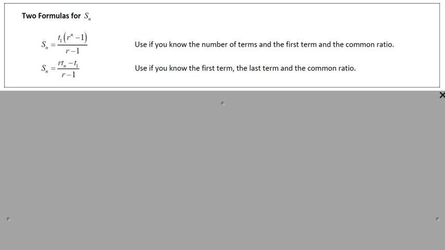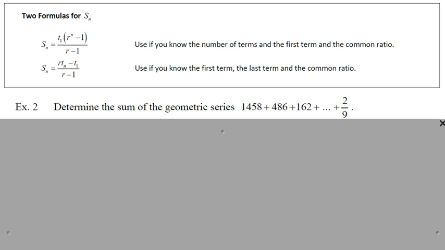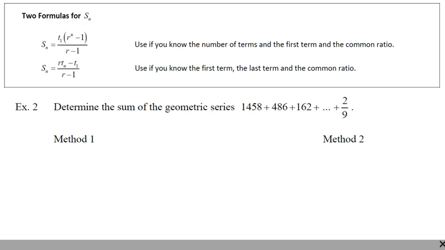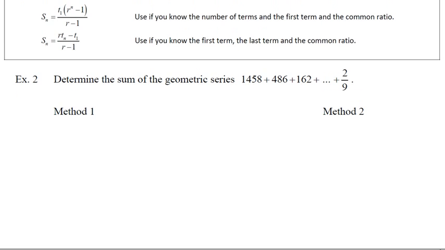Okay, so this is set up so the formula will always be there, right? So, method 1, method 2. Okay, example 2. Determine the sum of the geometric series 1458 plus 486 plus 162 plus that plus 2/9 by 2 methods. Well, 2 methods kind of implies we're going to use both formulas, right? So, what's method 1? Let's write them all out and add them. Which one do we want to use? Which of these formulas?